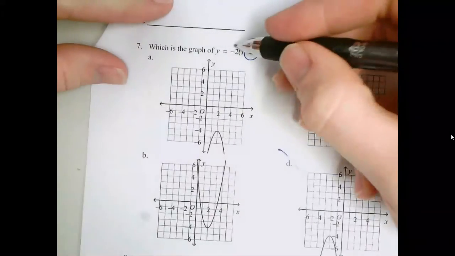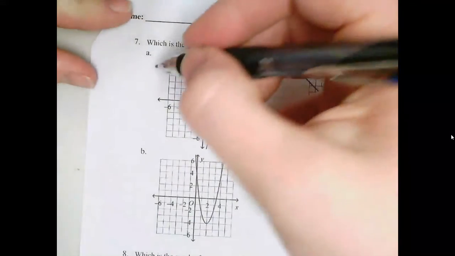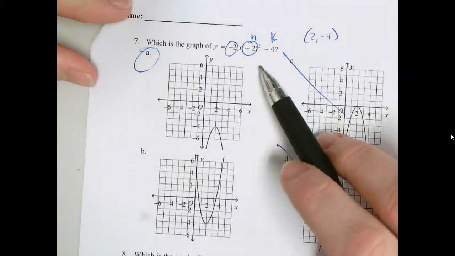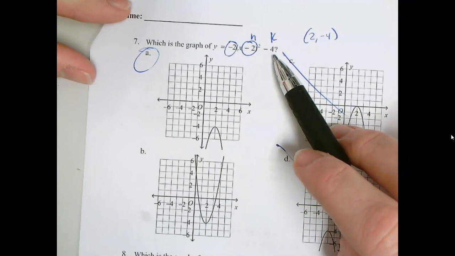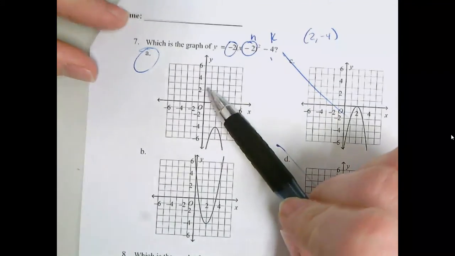And then your A value is going to tell whether it opens up or down. So since it's negative, it opens down. Or you could straight up just stick it into y equals and hit graph. And then it would look like this picture. So that would give you your answer. Do number 8 the exact same way. So I'm going to skip it.